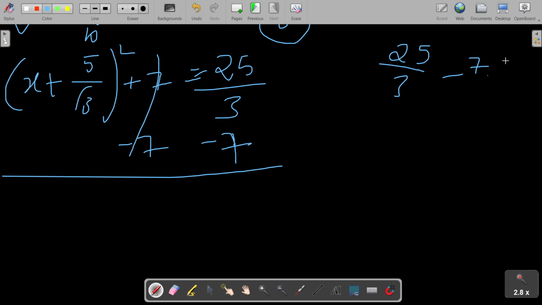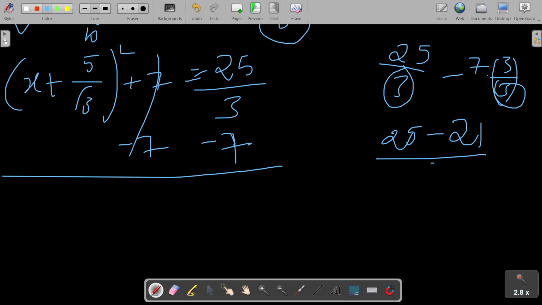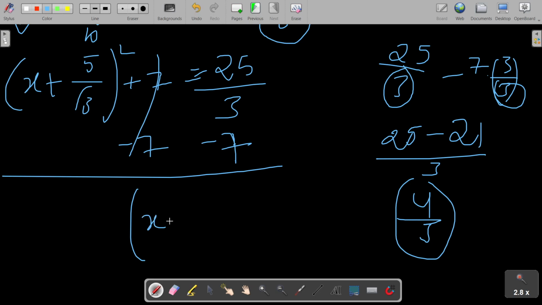So to simplify this, I'm going to multiply 7 by 3 over 3. Multiply and divide because 7 into 1 is 7. I can do this to make the denominator the same so that we can simplify the numerator. So the denominator becomes the same, and 7 into 3 is 21 over 3. Okay, this becomes 4 over 3. So we are left with x plus 5 over root 3 whole square is equal to 4 over 3.